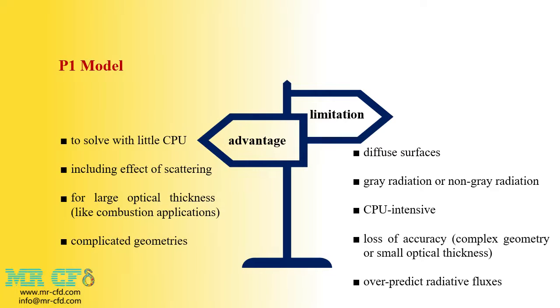Third, it makes the work heavy for the CPU. Fourth, it is possible that the accuracy of its solution will decrease when the complexity of the geometry is high or if the optical thickness is small. Fifth, it tends to overpredict the radiative fluxes caused by sources or thermal sinks. Sink or source.